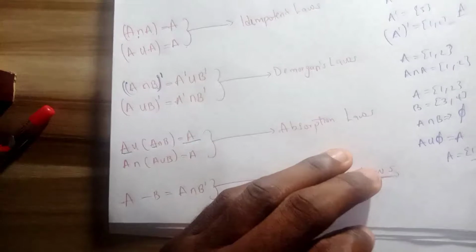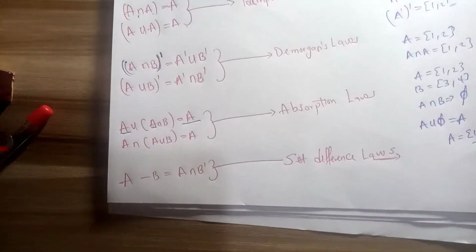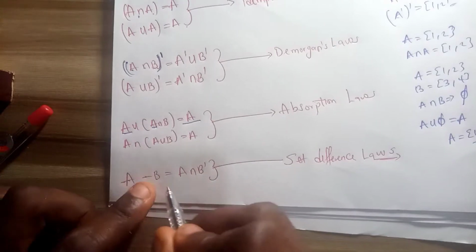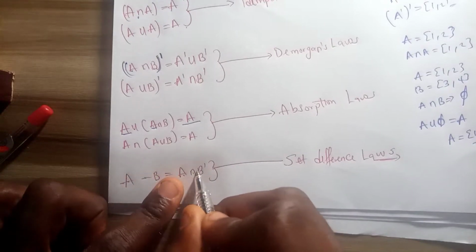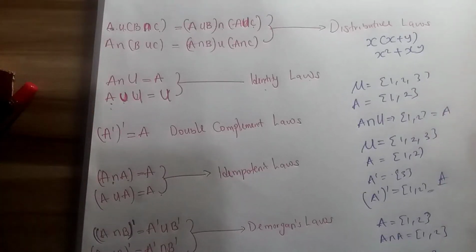It makes sense. So the last one that we'll be talking about is what? Set difference. A difference B is the same thing as saying A intersect B prime. So all these laws are what we are going to be using to prove. So please try to know these laws as we proceed in the lesson.